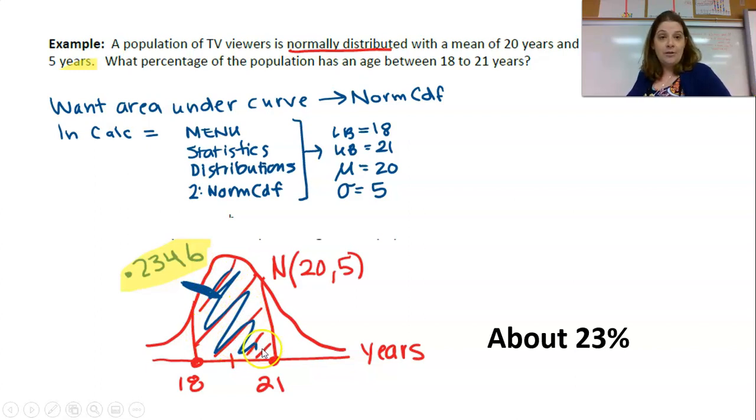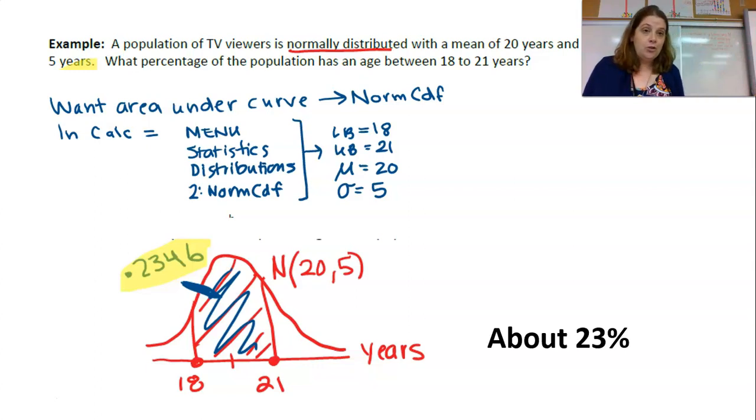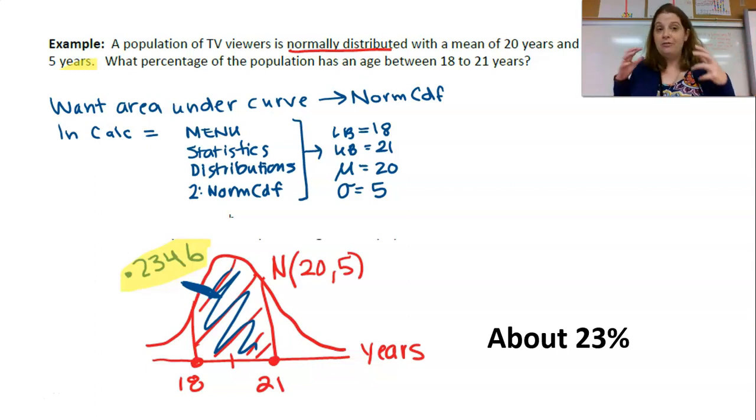So I went to my calculator and I went to a scratch pad and I typed in menu, statistics, distributions, norm CDF, okay? And it gives you fields to fill in. So I've made the lower bound 18, the upper bound 21, the mean was 20, and the standard deviation was 5. And that ended up giving me, my calculator, the norm CDF, spit out 0.2346, so we can say about 23%.